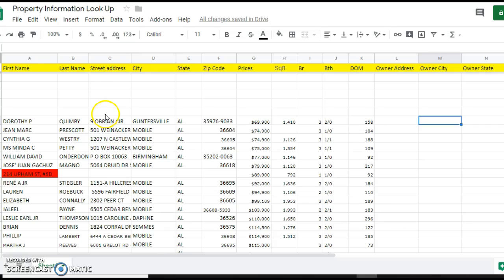All right. So this street address is wrong. The street address for this one for Dorothy Quimby should be the street address on the PDF. The owner's address, owner, city, state, and zip should be over here where owner, city, state, and zip. And that's what that is. This is where the person lives at. This is the subject property address on the PDF that I want you to put here.